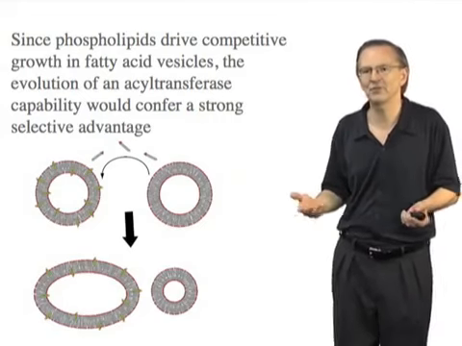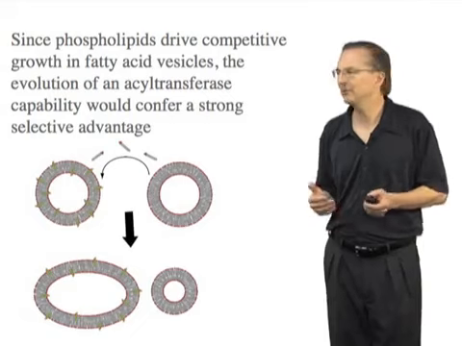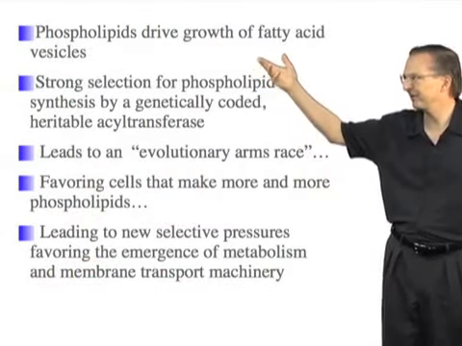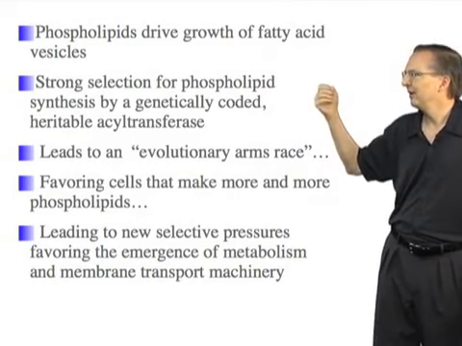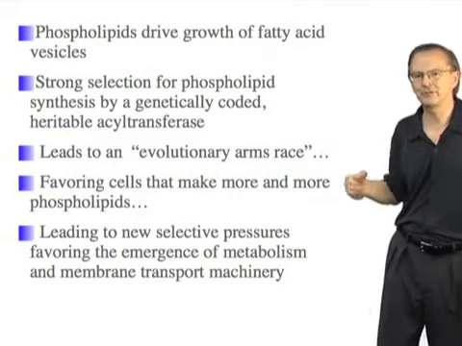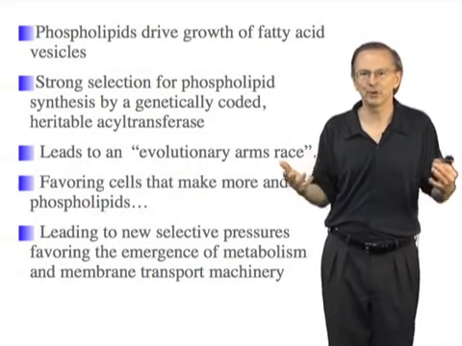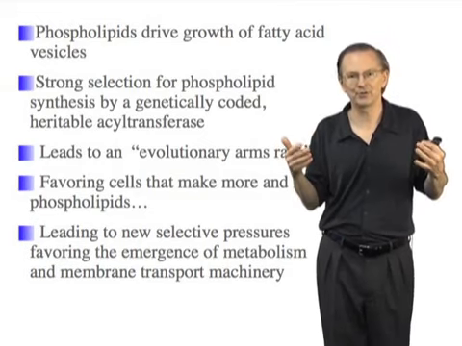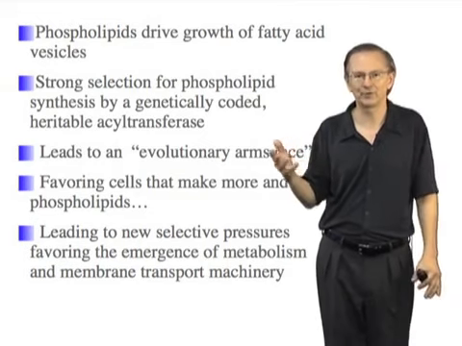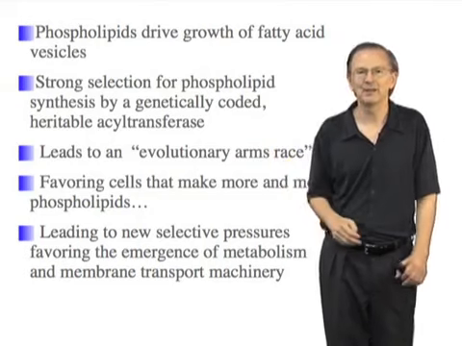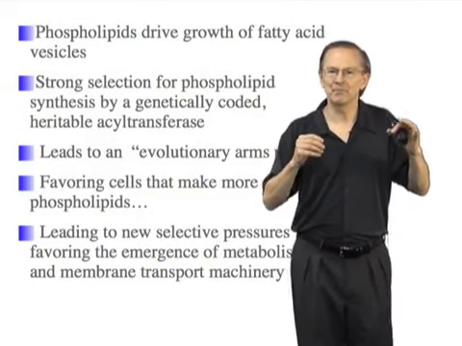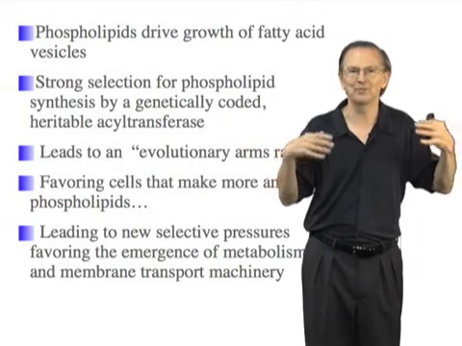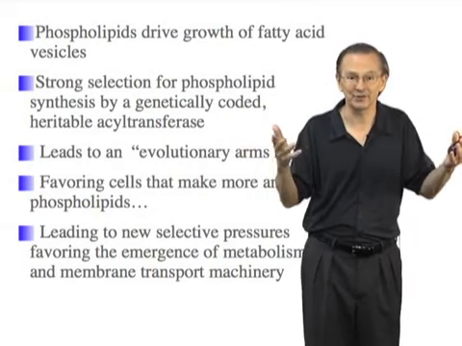So what would the implications of that process be in an evolutionary scenario? Okay, so we begin with this idea that phospholipids drive growth. As a result, of course, there would be a very strong selection for a ribozyme that has the catalytic ability to make phospholipids, so a simple acyltransferase ribozyme. That kind of primitive cell would rapidly take over the population because it has such a strong selective advantage.